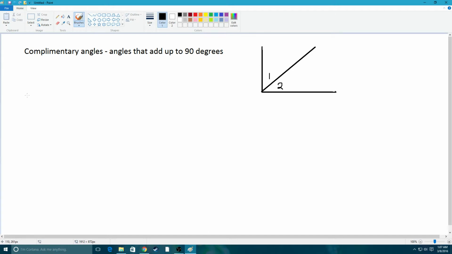Okay. Angle 1 plus angle 2 is equal to 90 degrees. So if we said that angle 1 was 2x minus 5, and this angle over here was 3x plus 10, you'd say, oh, okay, so 2x minus 5 plus 3x plus 10 equals 90 degrees. That's how complementary works. It's that simple.